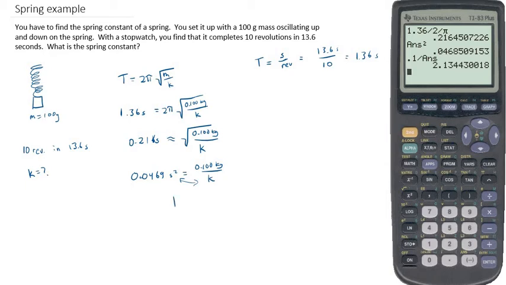So now I get my k is equal to 2.13, and let's just leave that as 3 sig digs. Reason being, this 10 is technically just a counting number. It's not something I measured, so I'll stick with my 3 sig digs from the other ones. I still need units here. So we had kilograms divided by seconds squared.